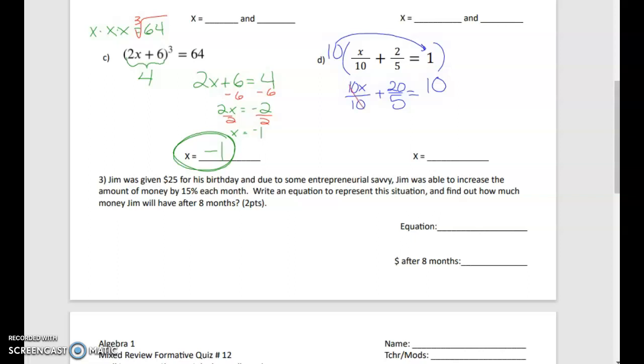As I reduce, I get x plus 4 is 10, minus 4 from both sides. Getting a little ahead of myself there. X equals 6. So for letter D, don't forget, if you multiply one side by something, you have to do it to the other side as well. A lot of you are doing this part correctly, but we forgot to multiply the other side also.